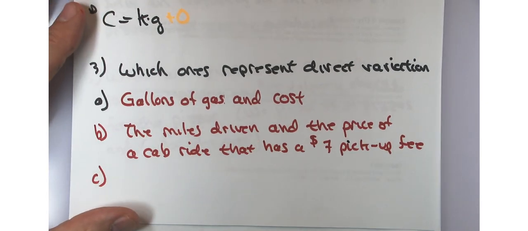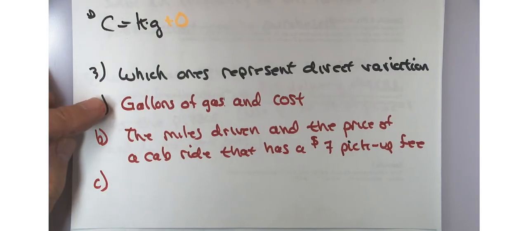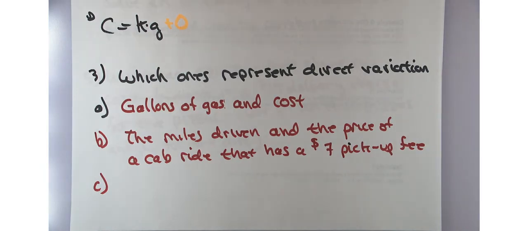Which one of these is likely to represent direct variation? Gallons of gas and cost? Yes. Is there a y-intercept there? How much does it cost to get 0 gallons of gas? $0. So it's passing through the origin. So we've got direct variation there.